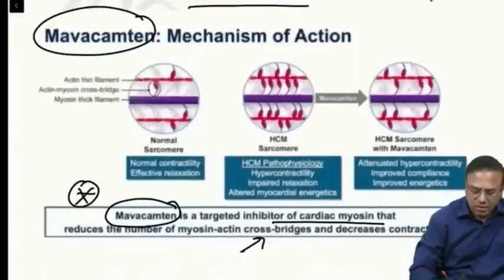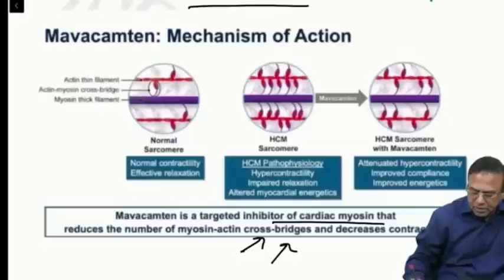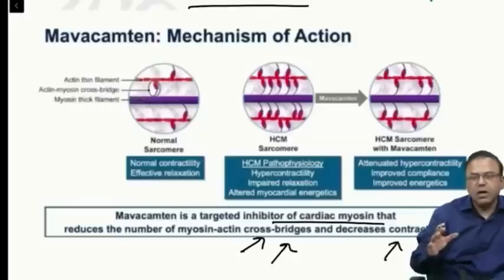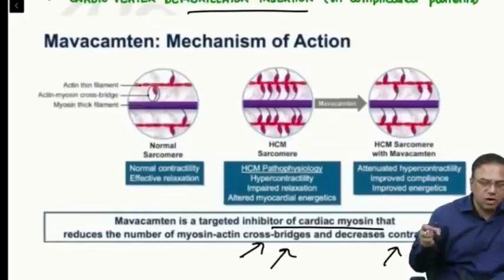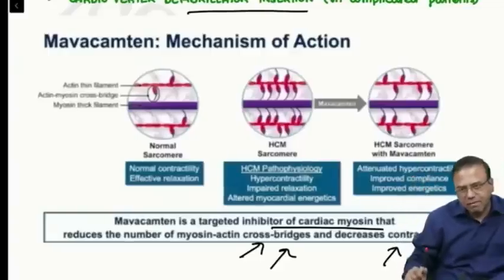So again, what is mavacamten? It is basically helping in the relaxation of the muscle. It helps in better relaxation of the sarcomere and thereby improves the echo function. Echocardiogram function becomes better. Okay, that is the benefit of using mavacamten.